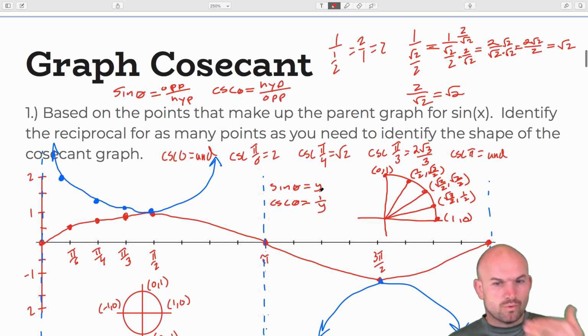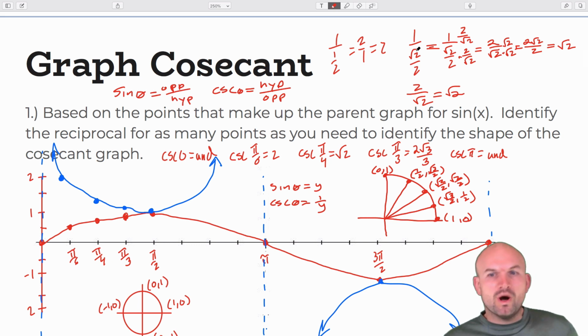So again, yes, y and 1 over y is a reciprocal relationship. But when you have fractions, just flip it. So rather than doing 1 over square root of 2 over 2, just do 2 over square root of 2. Then you should hopefully recognize how to rationalize the denominator, and you get square root of 2. So for cosecant of 0, if I take the reciprocal of 1 over 0, that's going to be undefined. The reciprocal of 1/2, you can see my work there, just flip 1 over 2 to 2 over 1, which equals 2.